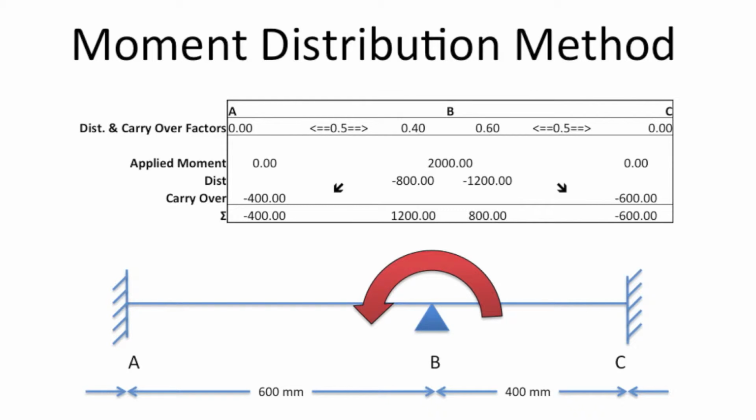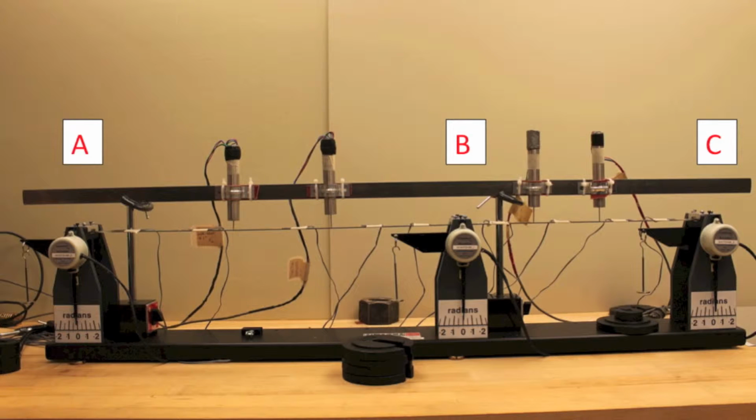According to the distribution factors, 40% of the 2,000 Newton millimeter moment will be distributed to span AB and 60% to span BC, 800 Newton millimeters and 1200 Newton millimeters respectively. Of those loads, half will be distributed to each span's fixed end, 400 Newton millimeters to A and 600 Newton millimeters to C. These are the reaction moments. Now we will take a look at our experimental setup.